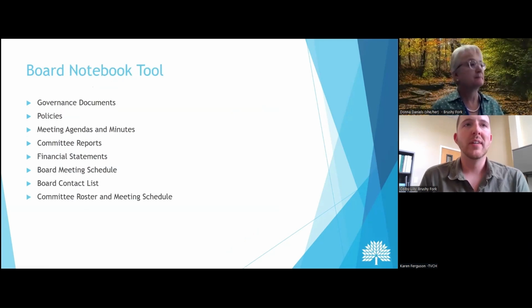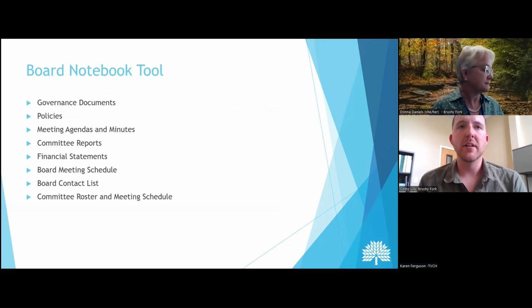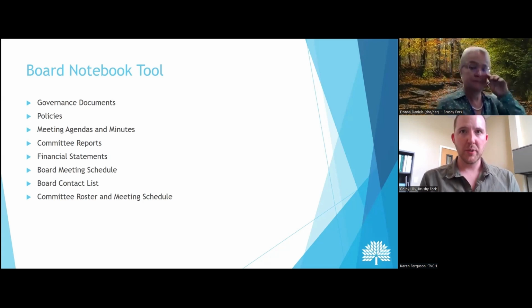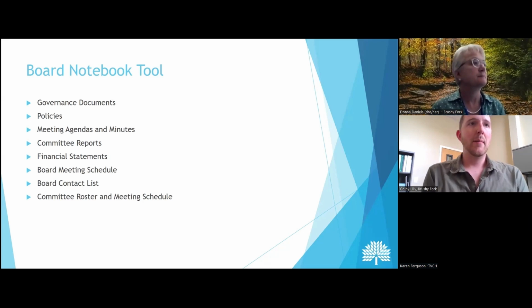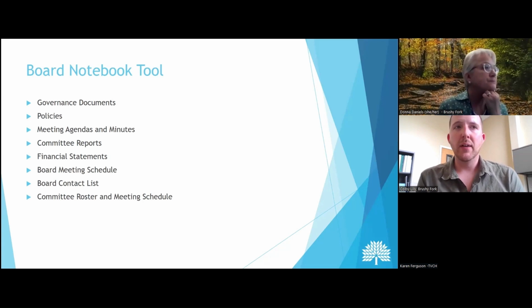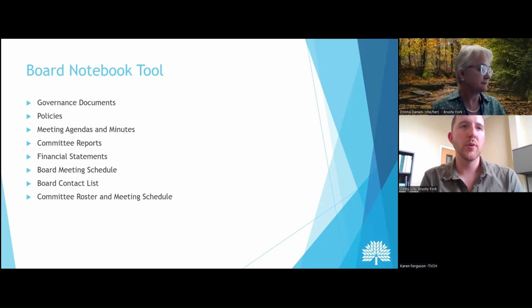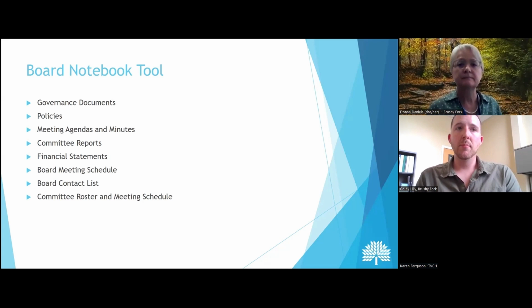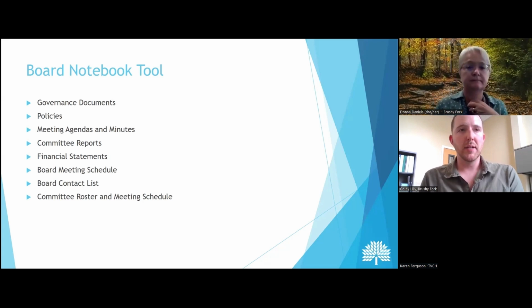One important tool is the board notebook, which is a functional tool for organizing your board materials and orienting new members. A board notebook should include copies of important information your board of directors need to have at hand. Resources most commonly found in the board notebook include governance documents including bylaws, policies, meeting agendas and minutes, committee reports, financial statements, meeting schedule, board contact list, and committee rosters and meeting schedules.